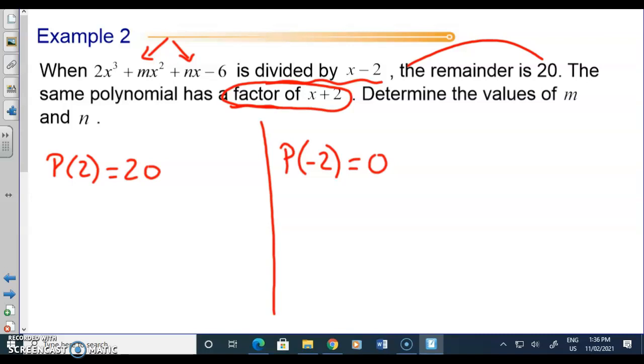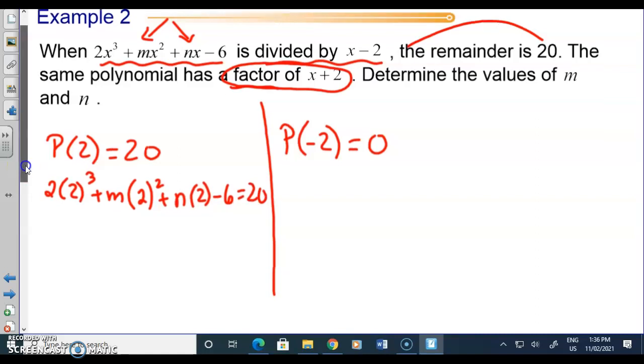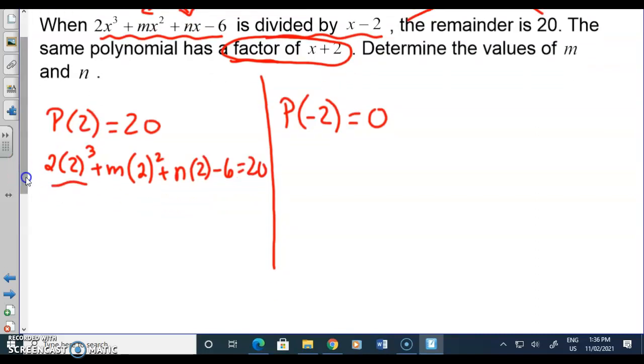Once we have two types of information, I can plug the x values into my polynomial and create two equations. So here we go. My cubic is written up here just to remind you. I'm going to plug in 2 wherever I see an x. So I have m times 2 squared, plus n times 2, minus 6. Now I still know all this equals 20. I'm going to cube it and then times it by 2. So 2 cubed is 8, 8 times 2 is 16. 2 squared is 4, 4 times m is 4m. I have a 2n, then I have minus 6 equals 20.